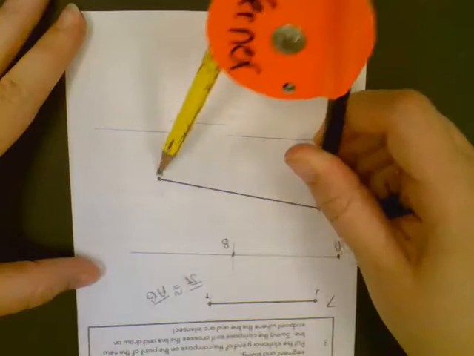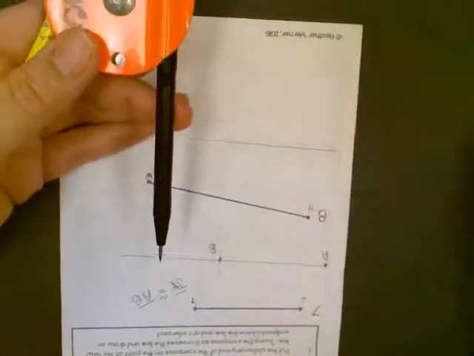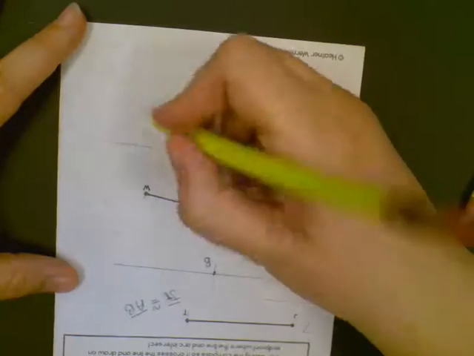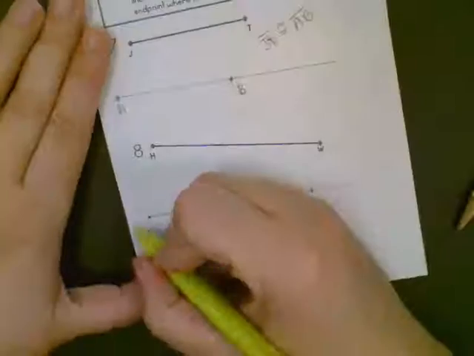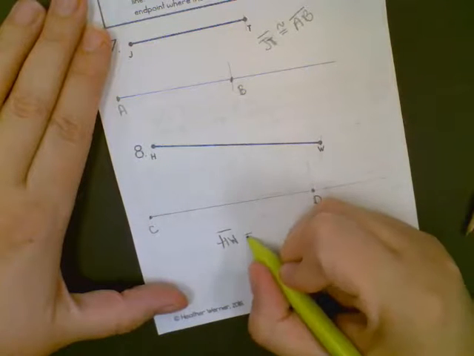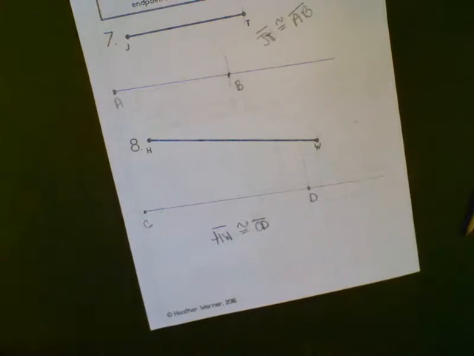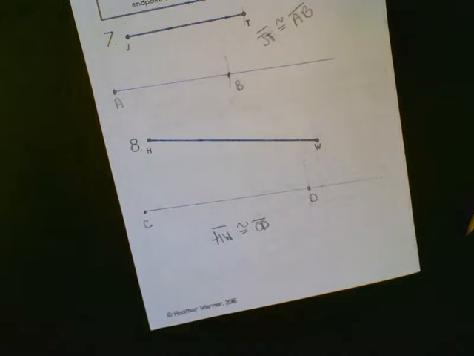Wonder why I called it HW. Oh, I forgot to do my point. Sometimes that happens. Okay, so I have my point. I use my point, swing my arc, and where they intersect, I make a new point. So now I have congruent segments. So I'm going to name these, let's say CD. So HW is congruent to CD. And that is it, dudes. So that is how you construct congruent segments.